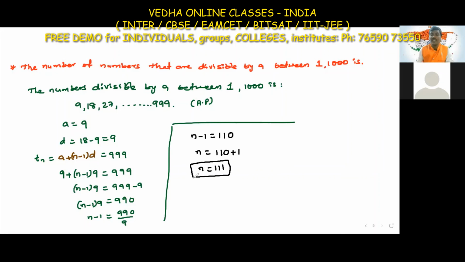How many numbers are possible? The number of numbers divisible by 9 between 1 and 1000 is 111.